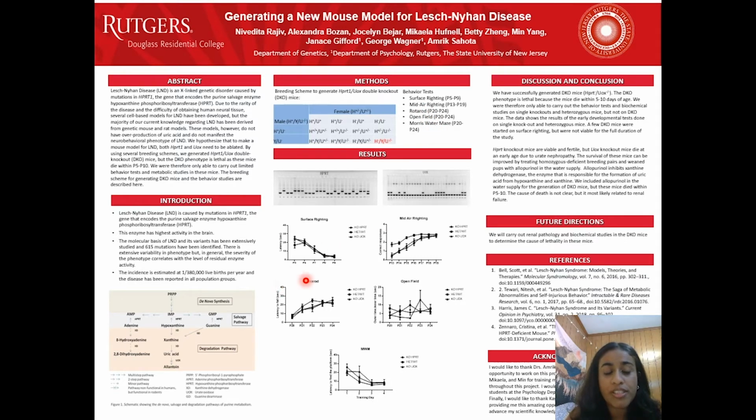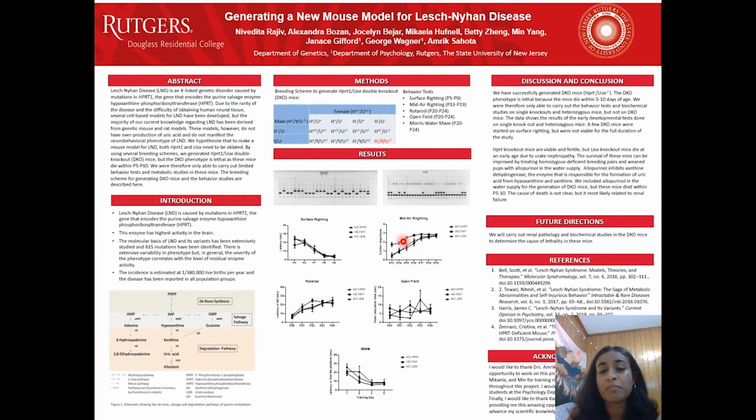This figure shows the data for surface righting, which is conducted from days P5 to P9, and this assesses motor coordination and cerebellar maturation. Here, the mouse is placed on its back gently and released, following which the time for the mouse to turn itself upright and land on all four paws is measured with a maximum of 30 seconds. Here we see that all groups significantly improved in their ability to surface right over the course of 9 days, with no significant differences between groups.